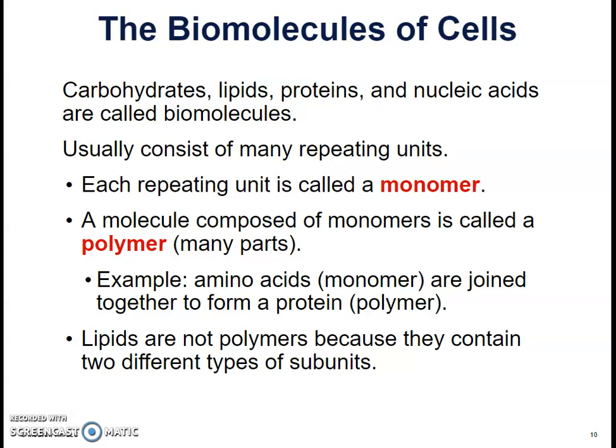For example, amino acids, which are the monomers of proteins, are joined together to form a protein, which is a polymer. So it's an amino acid bonded to an amino acid, bonded to an amino acid, bonded to an amino acid, that eventually makes up a protein.